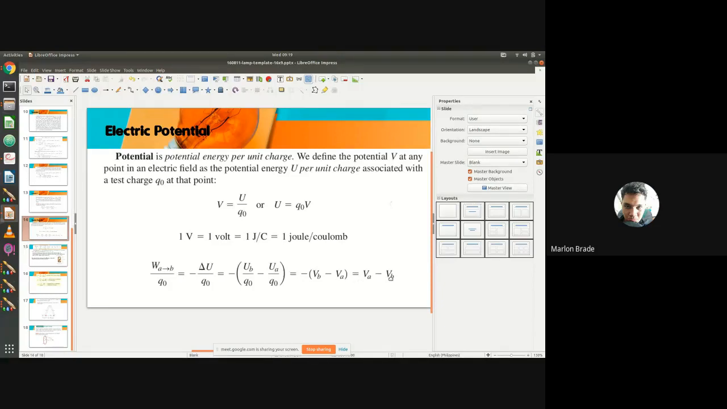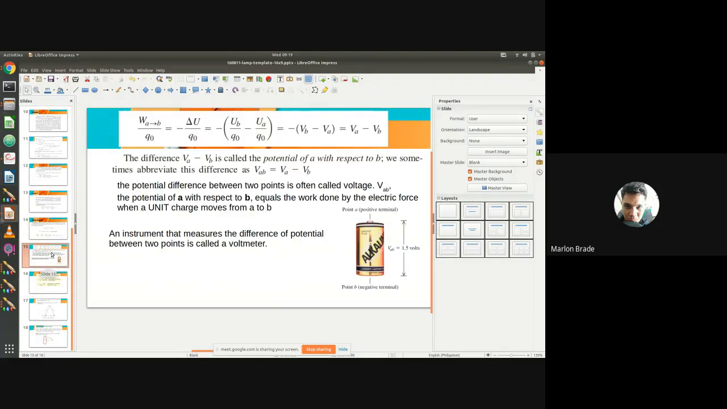So what is called voltage? Voltage is the potential difference. Remember, V_A minus V_B is the potential of A with respect to B. We sometimes abbreviate this difference as V_AB or V_A minus V_B. So the potential difference between 2 points is called the voltage. The potential of A with respect to B is equal to the work done by the electric force when a unit charge moves from A to B.